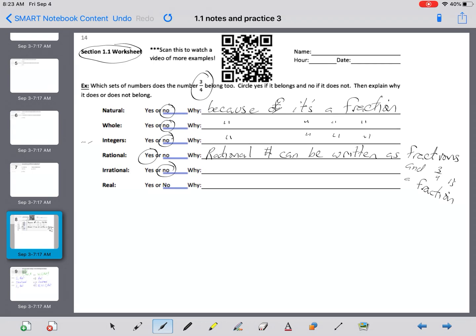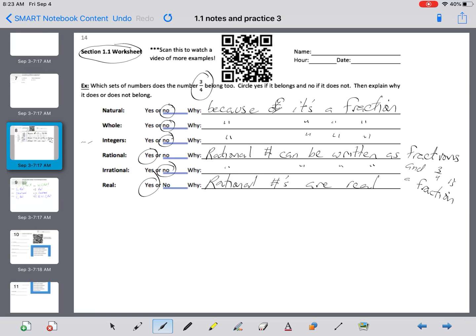And then all of the numbers, same reason, because it can be written as a fraction. And irrational numbers can't be written as fractions. And then it is real. Rational numbers are real.